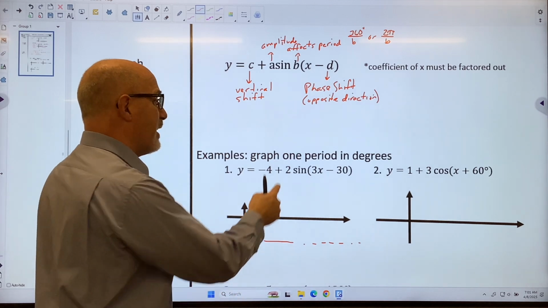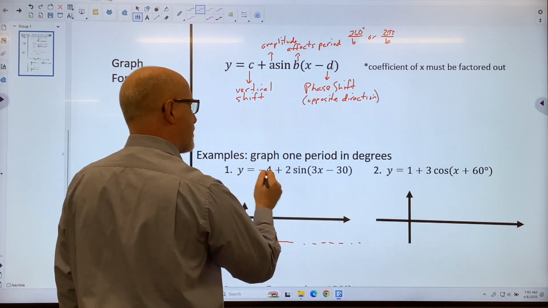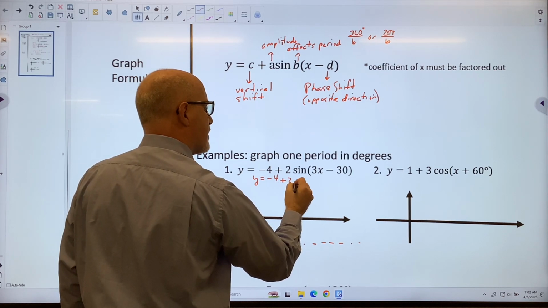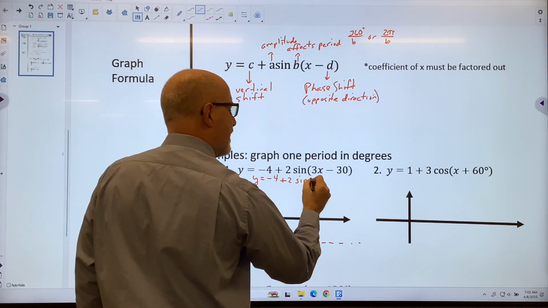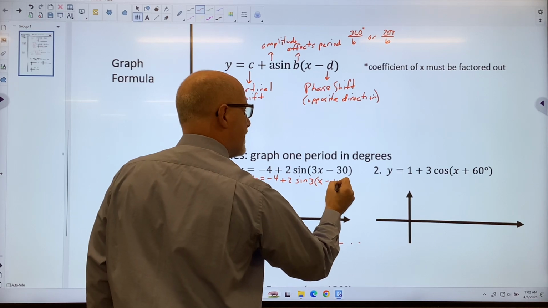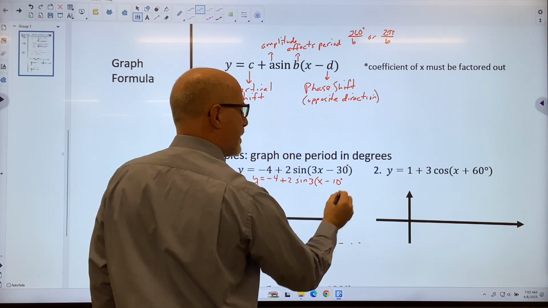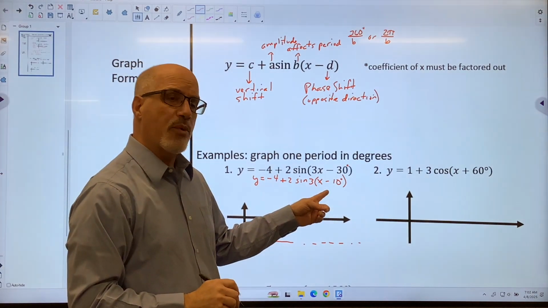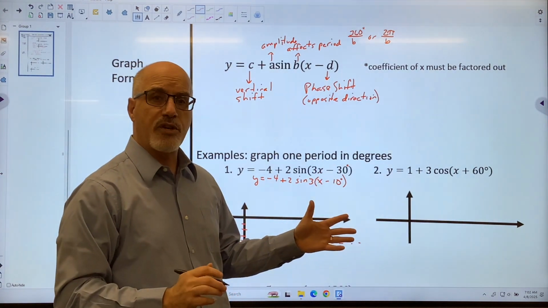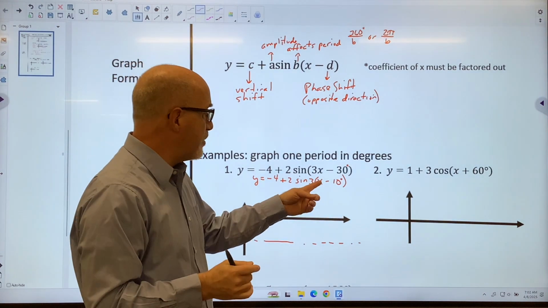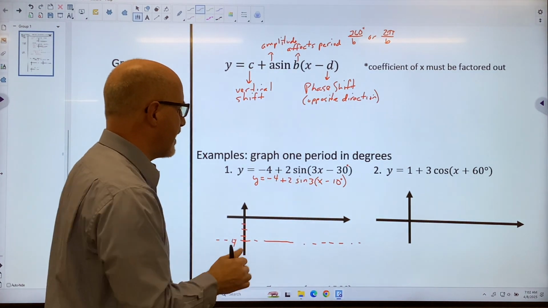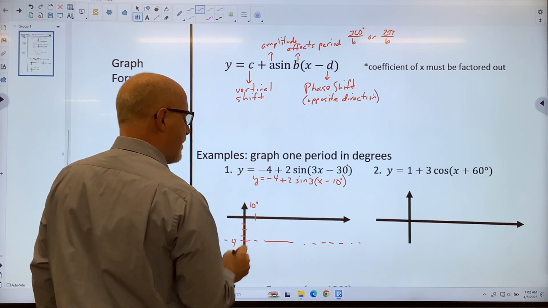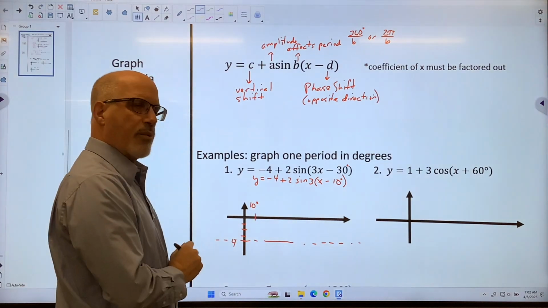And then I'm going to go here and make sure I factor out this 3. So I'm going to have y equals -4 plus 2 times the sine of 3 times x minus 10 degrees. So this is a degree there. And then if you notice, that marks where my new starting point is. If you use 30 degrees as your starting point, it would be incorrect. The new starting point has to be when you factor out that 3. So I'm going to start my graph at 10 degrees here, and that's going to be the new starting point.